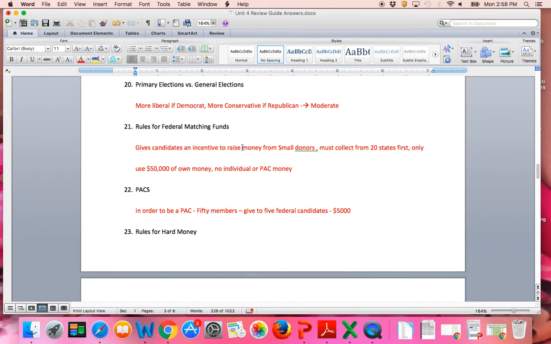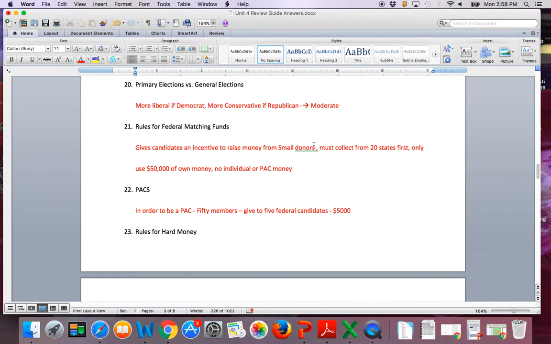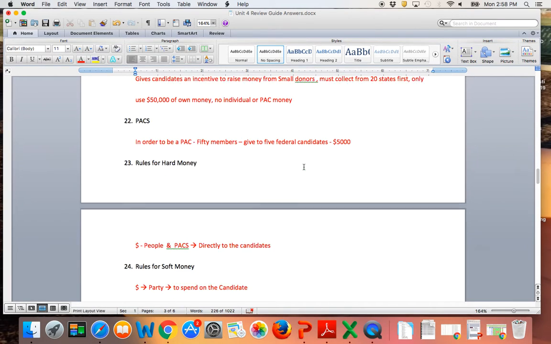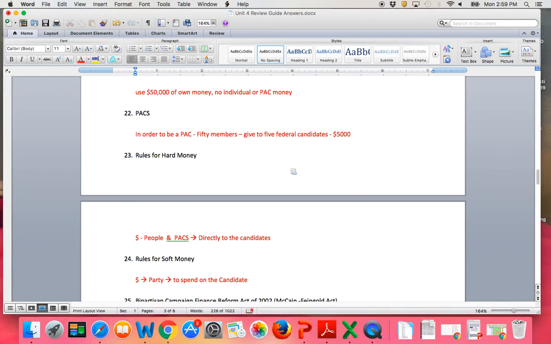Rules for matching funds. For the public funding, a lot of people don't do this. Most people don't, because you have an incentive to get a lot of small donations like Obama did, from individuals, which you can raise a lot more money. If you want public funds, you have to get it from 20 states first to show that you're liked. You can only use up to 50,000 of your own money and no contributions from individuals or PACs. Again, a PAC, in order to be a PAC, you have to have 50 members.